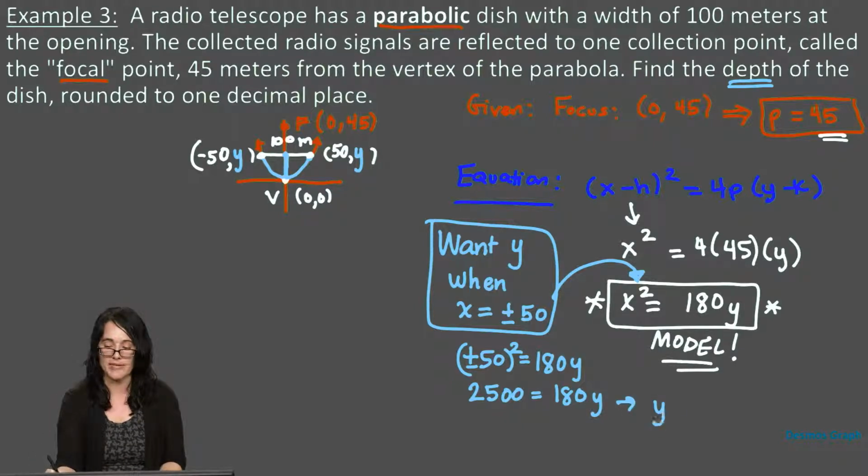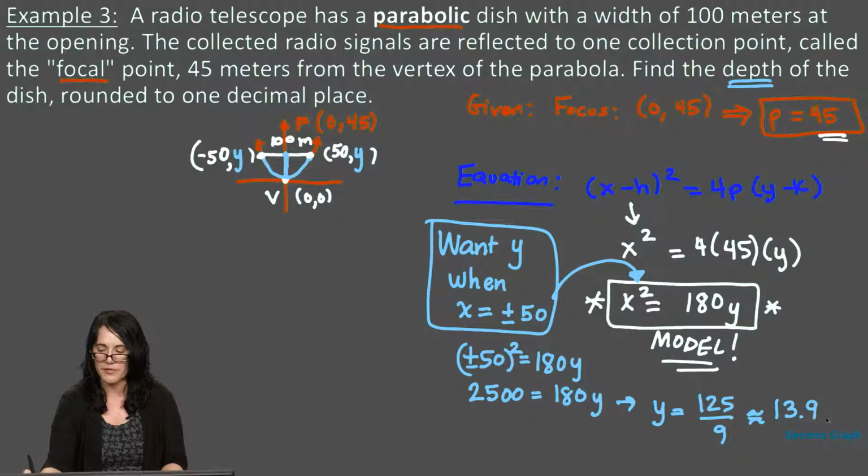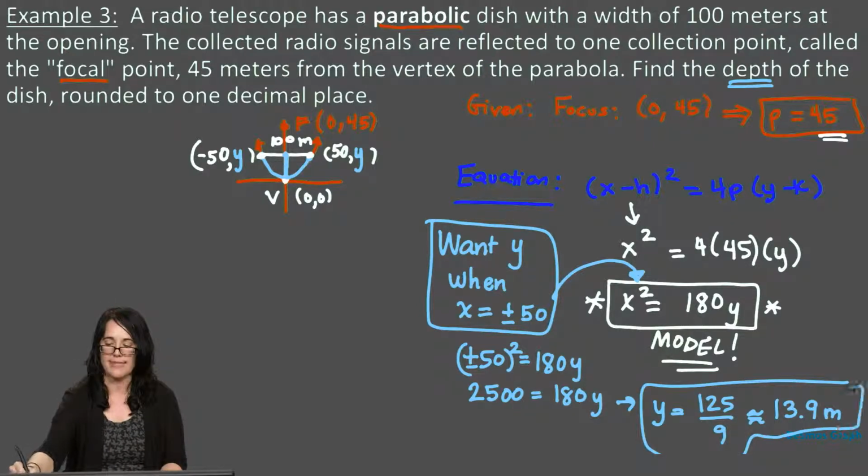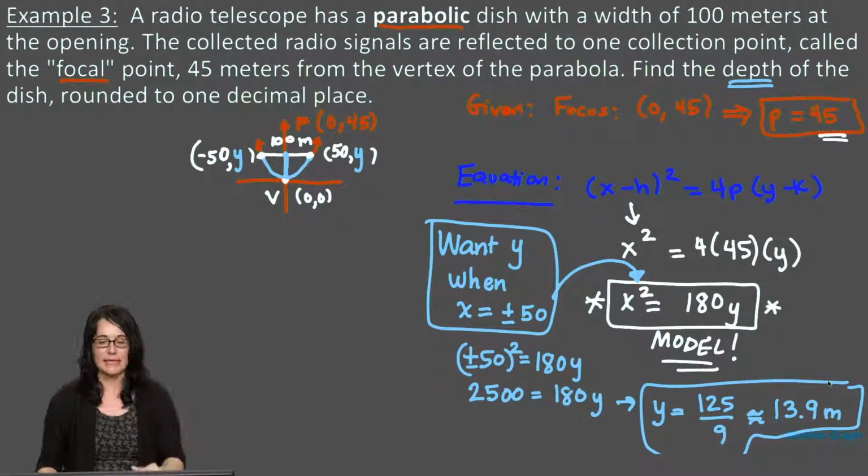And now let's see if it makes sense. We should end up getting an answer of 125 over 9 if you use the fraction reduced form, or in the calculator, if you do the approximation, it's going to be roughly 13.9 meters when you round to 1 decimal place, because the 8 repeats. Let's see if that makes any sense.